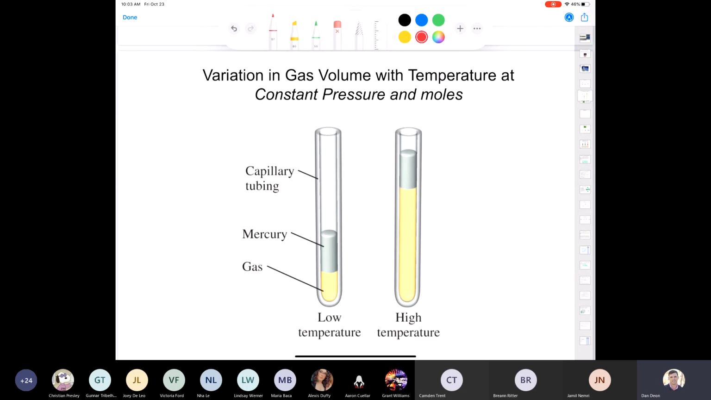Capillary tubing, if you have never seen a capillary tube, they are actually very thin. This looks like it's a test tube, right? It looks huge. But capillary tubes are, wow, they're really small. They're only a couple of millimeters in diameter.